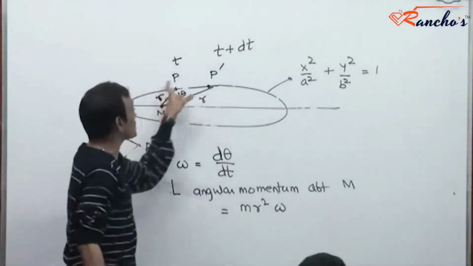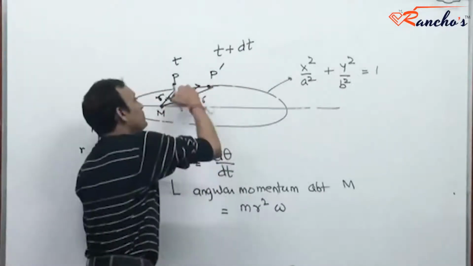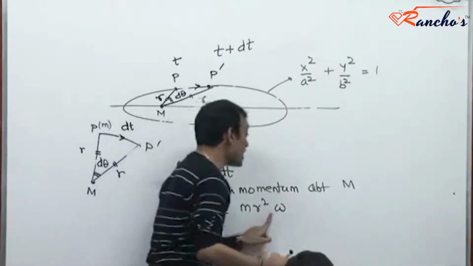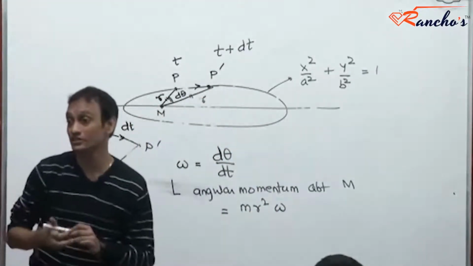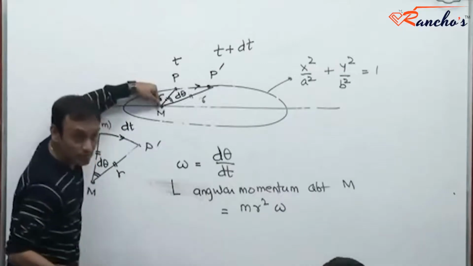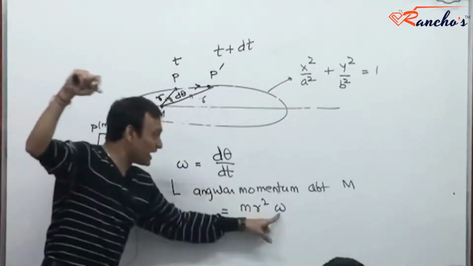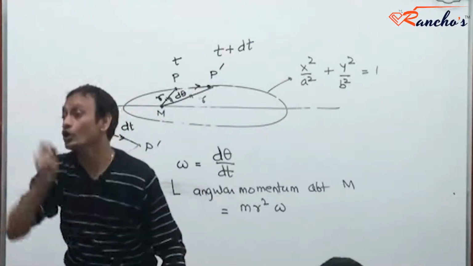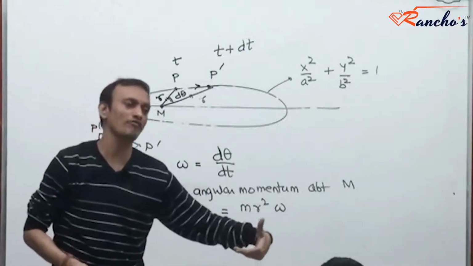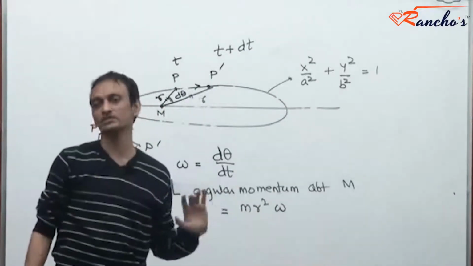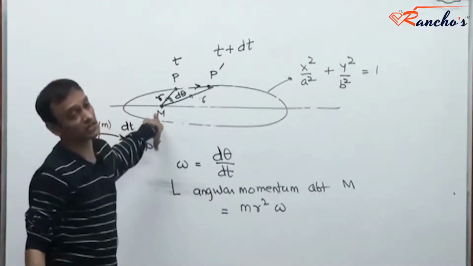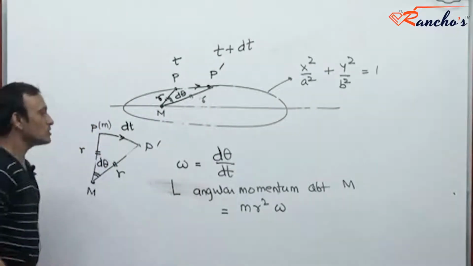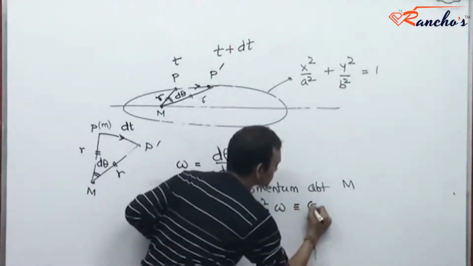While the particle describes this elliptic path, at different points r would be different, omega will be different, but mr squared into omega will remain constant. The distance from the focus m will be different at different times, but mr squared omega will be a constant, commensurate with the law of conservation of angular momentum about m, one of the gravitating masses which is placed at the focus of the ellipse. Clear? So this will remain constant at all times.